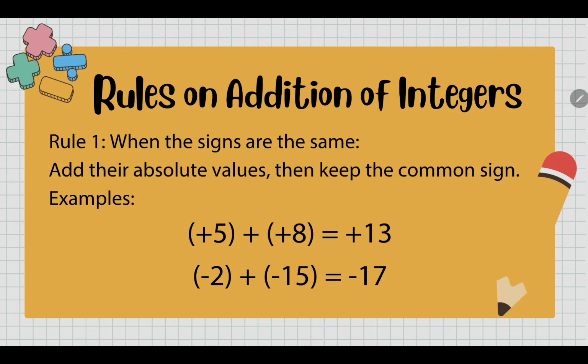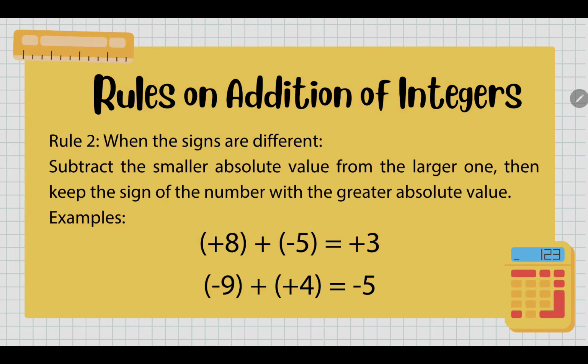We're going to look at the next rule. Our second rule is when the signs are different, and it comes in various forms. It's nothing to worry about, you'll get the hang of it. So it's when a positive plus a negative or a negative plus a positive. In this case, we subtract the smaller absolute value from the larger one, and then we keep the sign of the number with the greater absolute value.